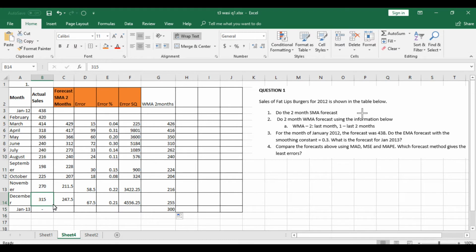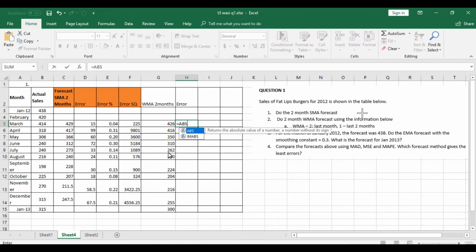It's okay if you track forecast until January 2013. It's not a problem. So again, we are going to find error for the weighted moving average, which is actual minus forecasted. Again, before doing this, we have to put a command of ABS, actual minus forecasted. Actual is here, minus forecasted, which is just now we have forecasted 12. Just drag it down.